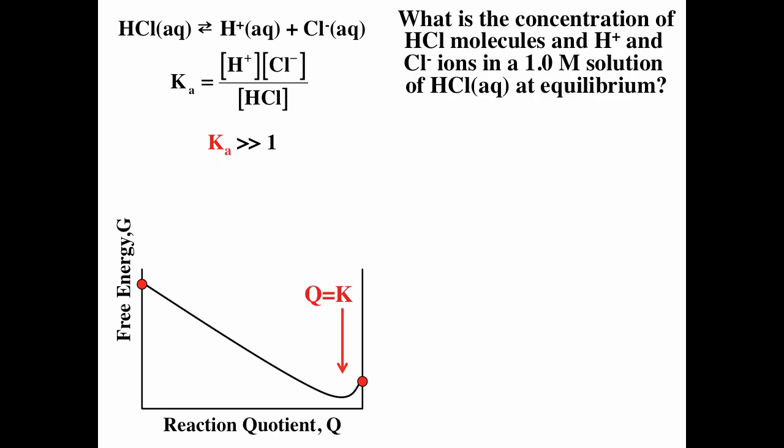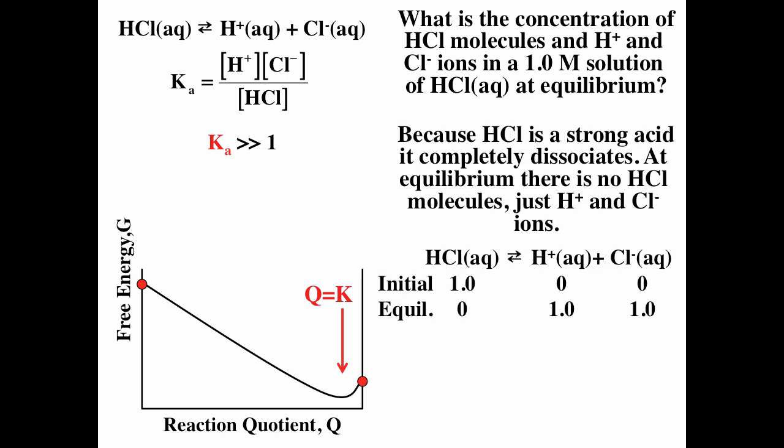And so one question you might see sometime in the very near future is, what is the concentration of HCl molecules, H+ and Cl-, in a 1 molar solution of HCl at equilibrium? First you have to recognize that HCl is a strong acid, so it completely dissociates. If I have 1 mole of HCl in water, it all dissociates. We assume it all dissociates as an approximation.